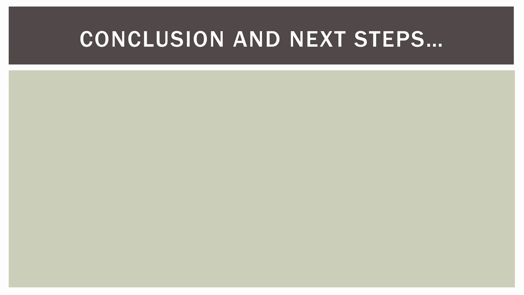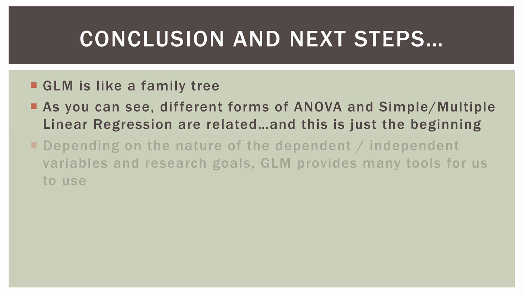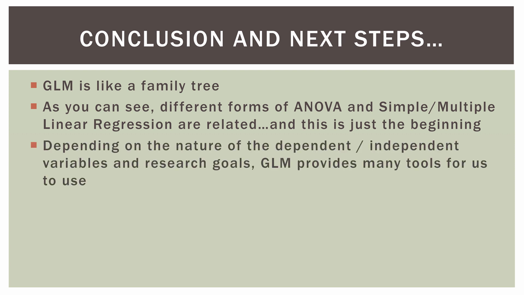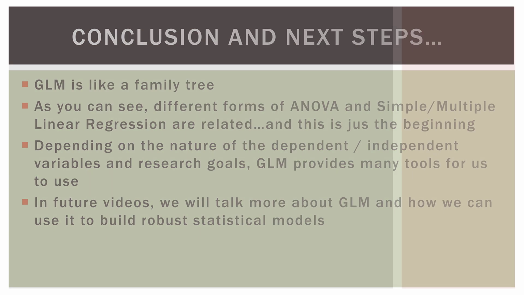Okay, and we are back. So conclusion and next steps. As you can see, different forms of ANOVA and simple or multiple linear regression are related. And this is just the beginning. So depending, pardon the pun, on the nature of the dependent and independent variables and research goals, GLM provides many tools for us to use. So in future videos, we will talk more about GLM and how we can use it to build robust statistical models.